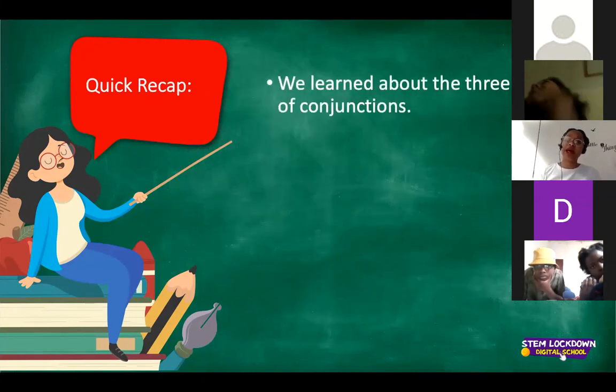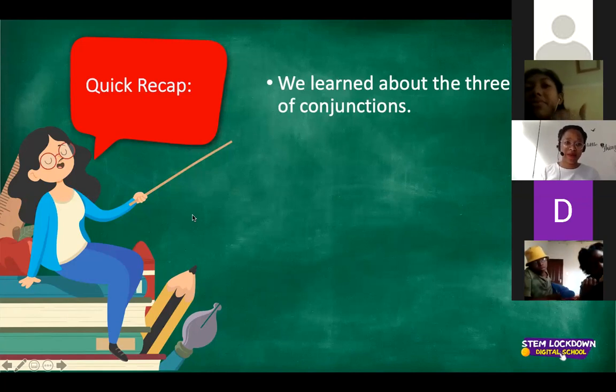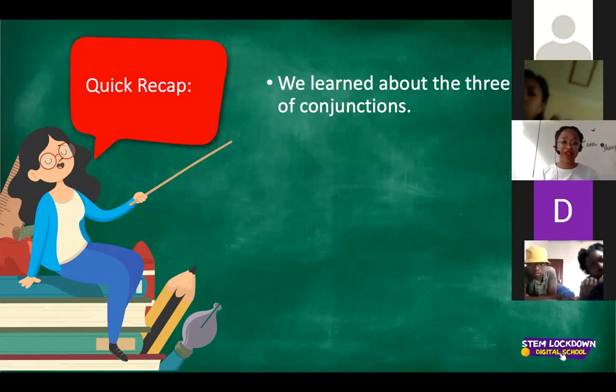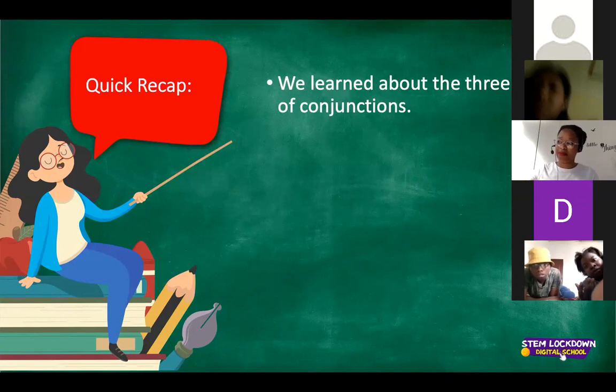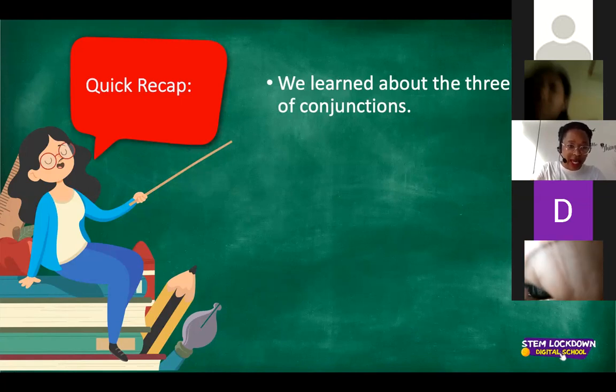Okay, just a quick recap. Yesterday we learned about the 3 types of conjunctions. Feel free to type them in the chat. Does anyone remember the 3 types of conjunctions? Please type them in the chat. Okay, subordinate, correlative, coordinating. Perfect. Thank you so much, Vincent, Angel, Tando, and RJA.